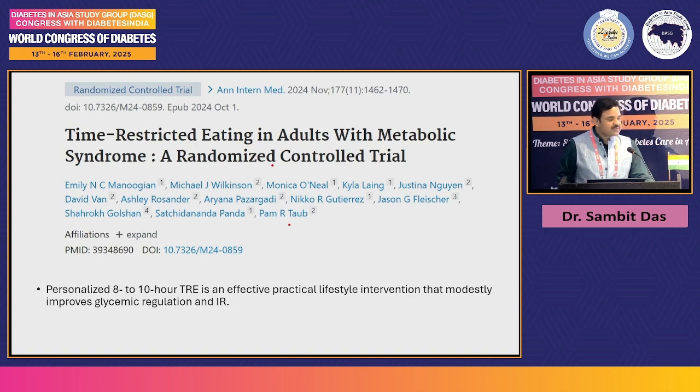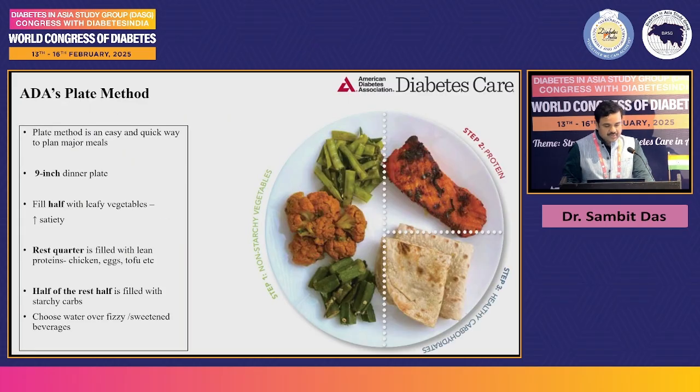There are, however, some good evidences emerging about reducing insulin resistance with time-restricted eating, or what we commonly call intermittent fasting. A personalized 8 to 10 hour time range for eating is effective in practical lifestyle, and that modestly improves glycemic regulation and also insulin resistance, particularly in this particular study.